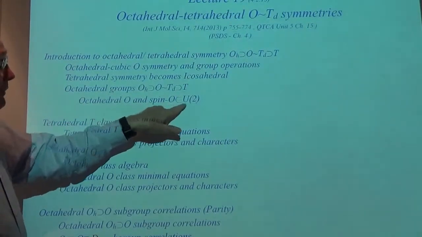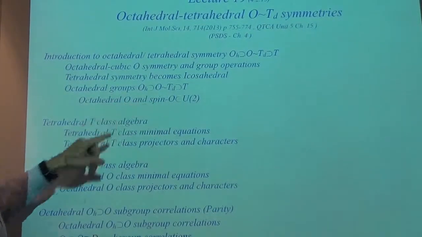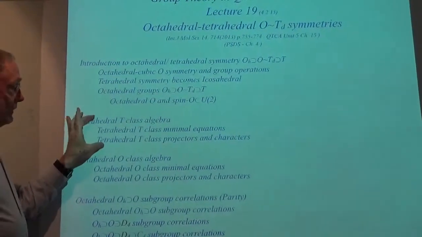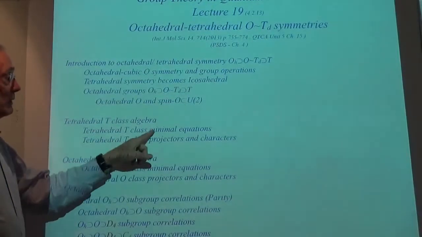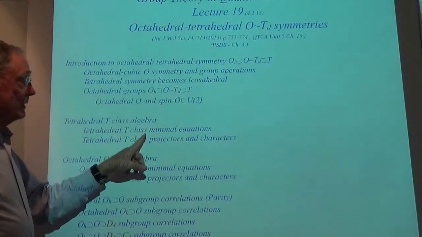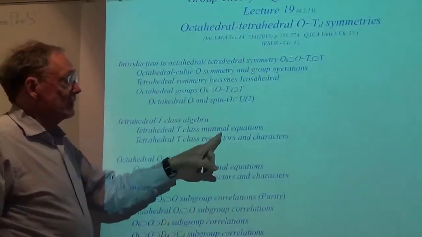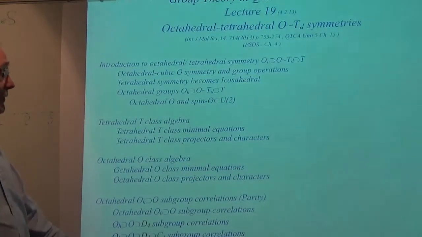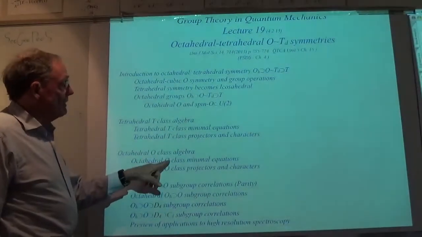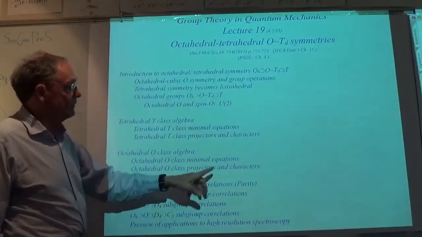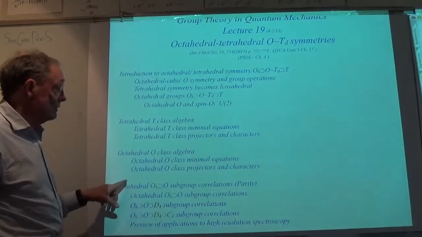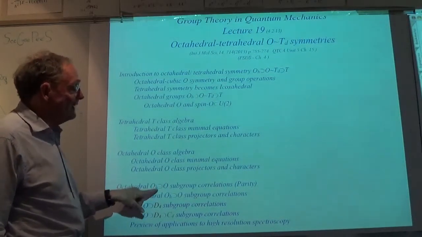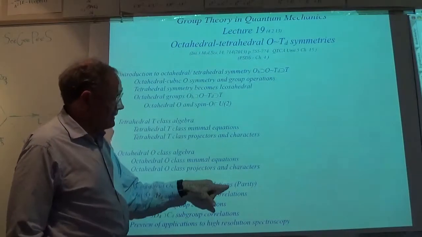And I will mention the spin a half symmetries, but they won't be discussed in any detail beyond just mentioning them. We'll take the T group, the tetrahedral group, and do its minimal equations, the class algebra basically, its class projectors, and from that come the character tables, the irreducible characters. And the octahedral will get the same treatment: minimal equations, projectors, characters. And then we will talk a little bit about the group that's twice as big as O, which is called O horizontal, OH. And it's a direct product of that with the parity group.